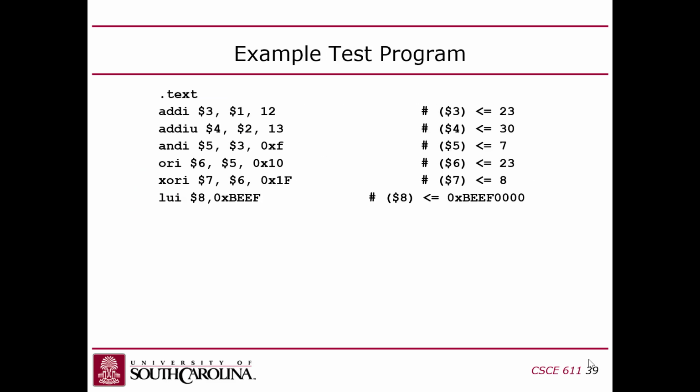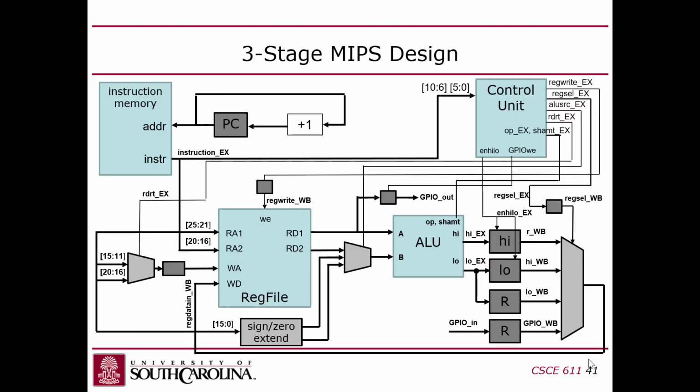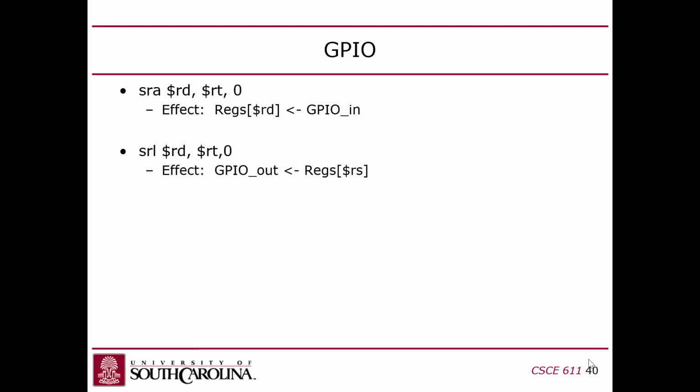So here's a test program that exercises the I-type instructions. There's not many. Okay, and then the last thing I want to mention is GPIO. We want to be able to run our processor on the FPGA and have it interact with the outside world. It needs to be able to take input in and write output out. It needs to have these peripherals, I/O devices.